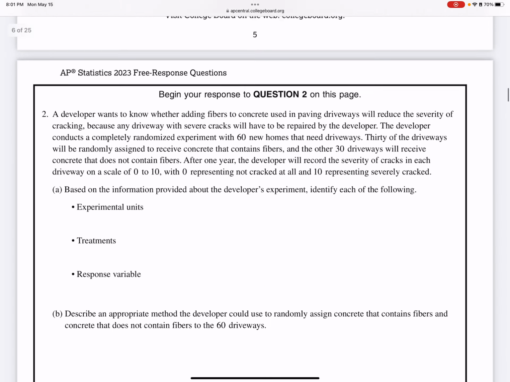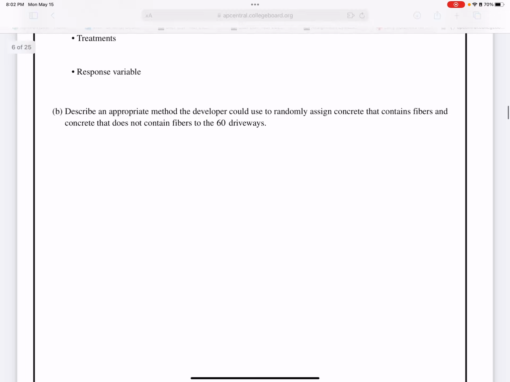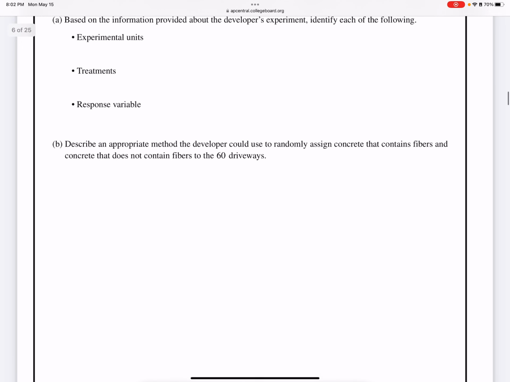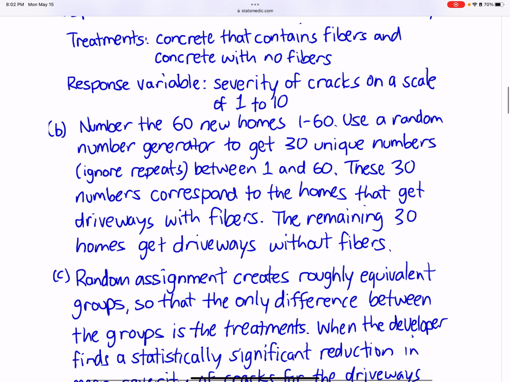Okay, so for part B, it says describe an appropriate method the developer needs to use to randomly assign concretes that contain fibers and concrete that does not to 60 driveways. So the answer is the first thing you need to do is number them in some sort of aspect, whether you number them on index cards or just say you're going to number them or some sort of numbering system. That's the first thing, has to be numbered from 1 to 60.